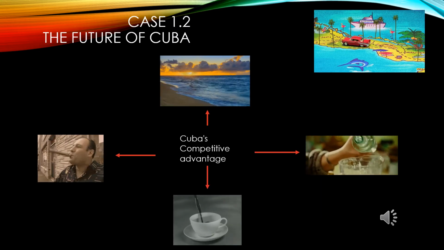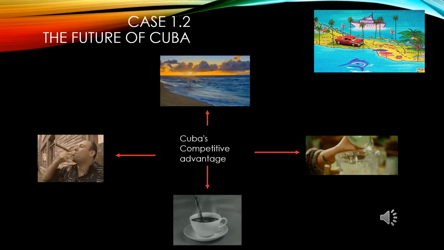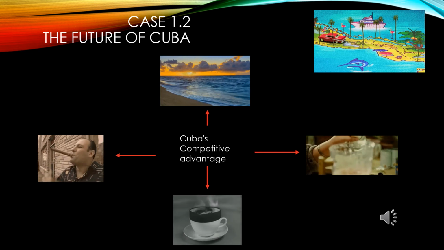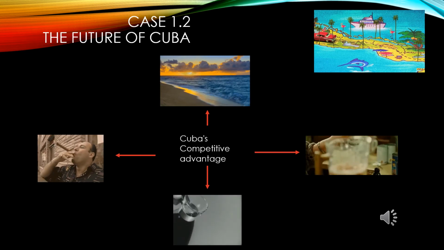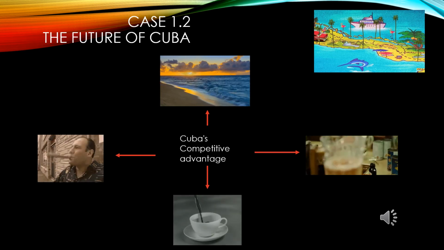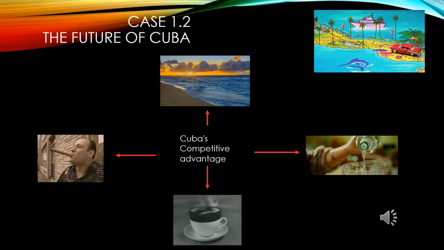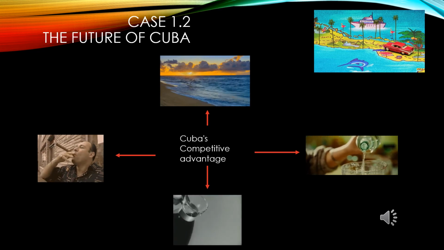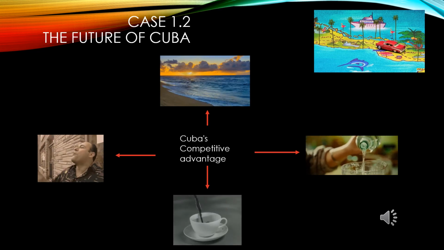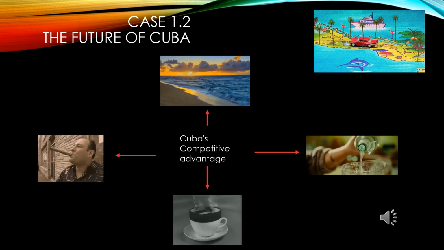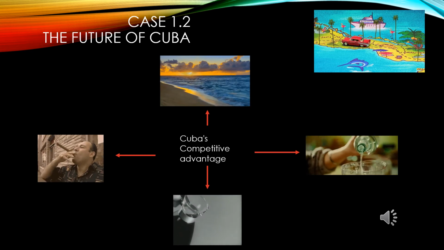Hello, my name is Dulki and I will be explaining the summary of case number 2, the future of Cuba. Cuba is famously known for the beautiful beaches of Havana, cigars, rum, and of course Cuban coffee. But in the background of its economy lies a dark, twisted tale of political instability and a failing, inefficient economic model of communism.